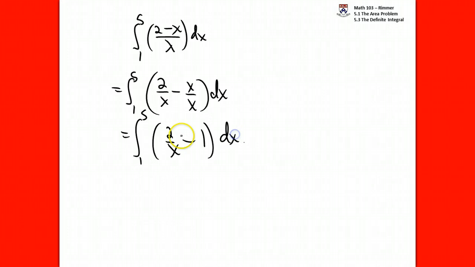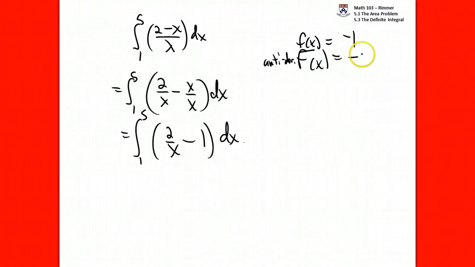What is the antiderivative of, let's do the easier part, what is the antiderivative of a negative 1? If your function is negative 1, what is your antiderivative? Somebody said negative what? Negative x. Very good. So that part is done. We get a negative x there.